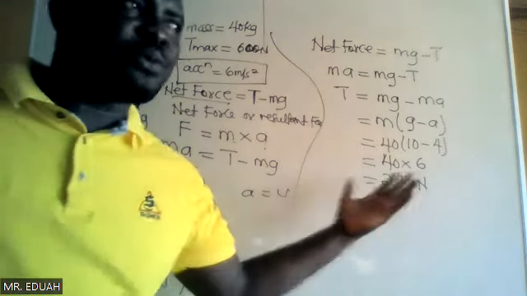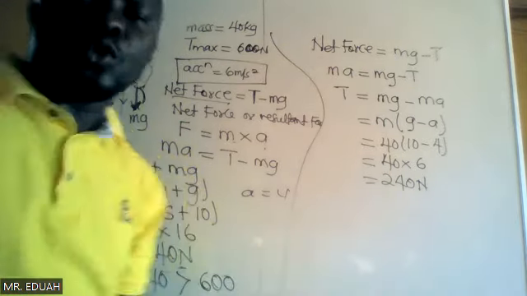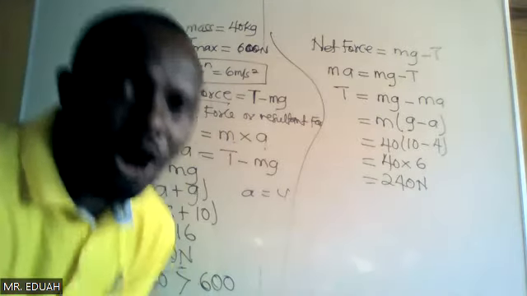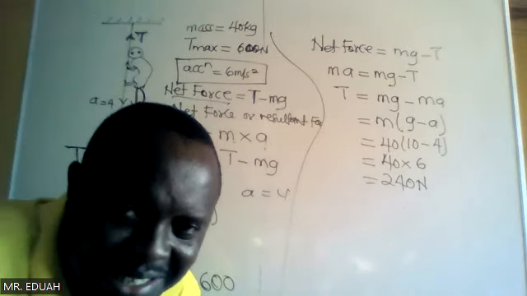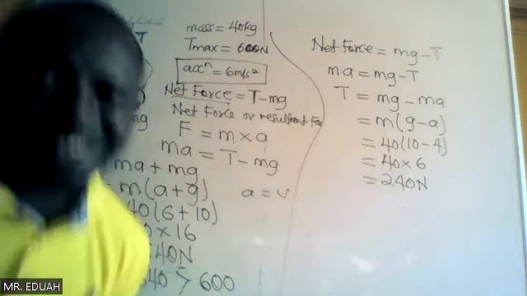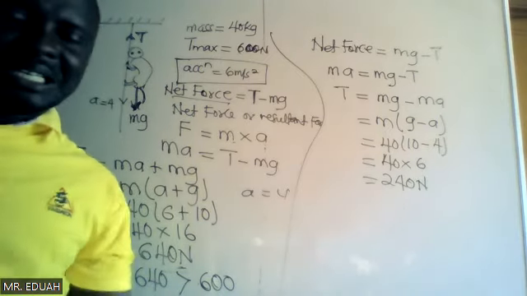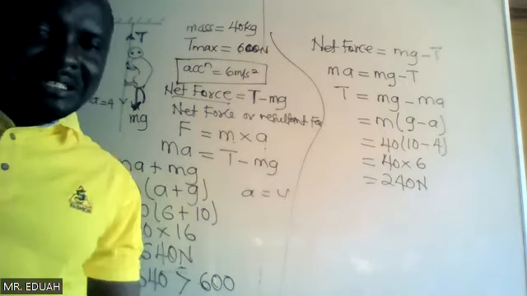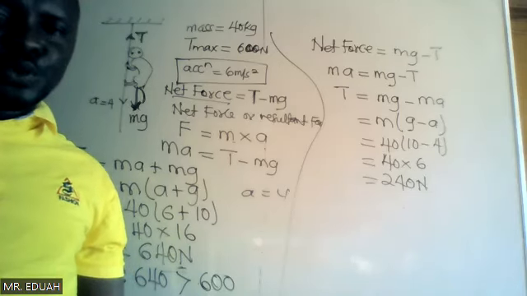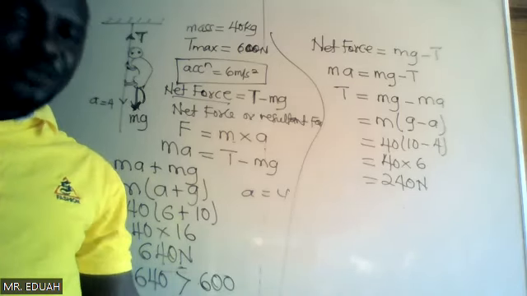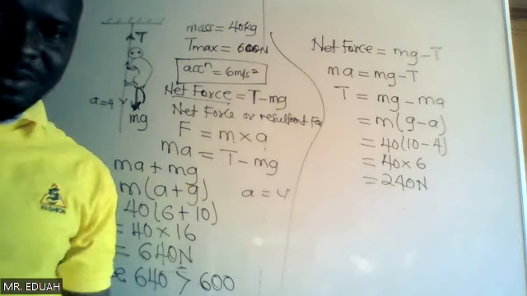Compare this to the maximum tension in the string. So would the rope break or be intact? It will be intact. Exactly. Nothing will happen to it. The monkey can successfully climb down.